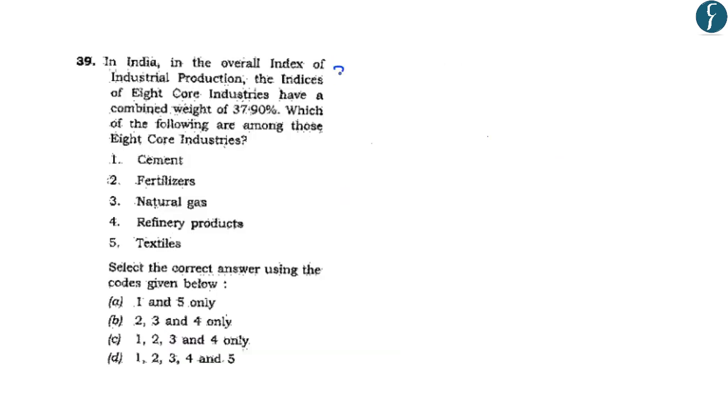Now, another question that was asked in the year 2012 read, in India, in the overall Index of Industrial Production, the indices of 8 core industries have a combined weight of 37.90. Now, the combined weight of 8 core industries was 37.90 in 2012. However, it has now been revised and it is around 40% now. So the question reads, which of the following are among those 8 industries?